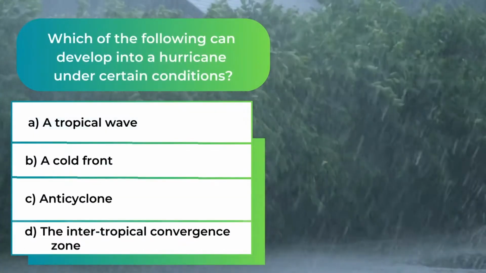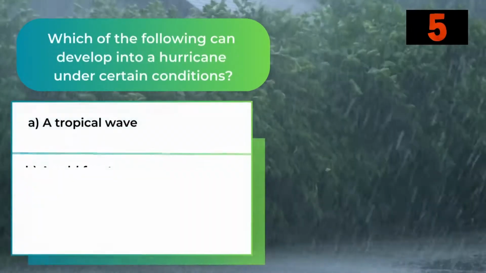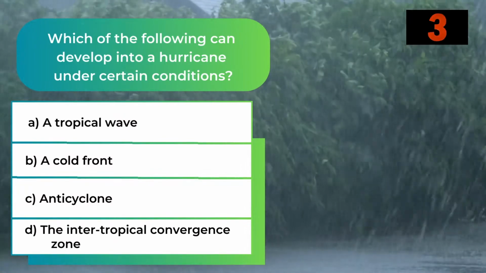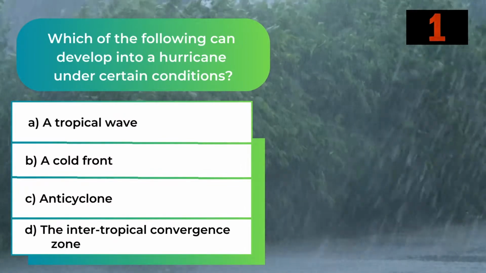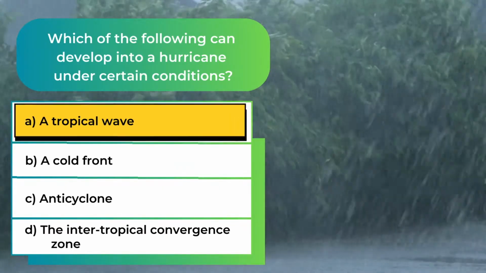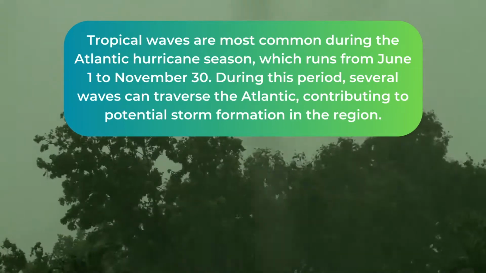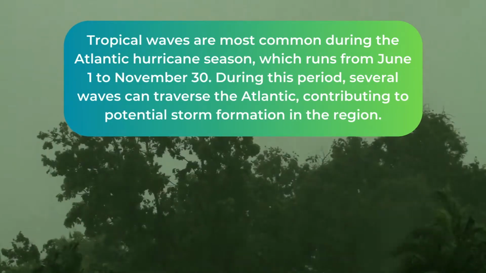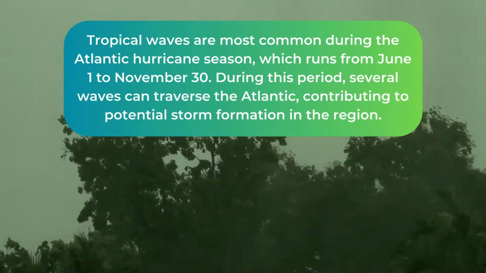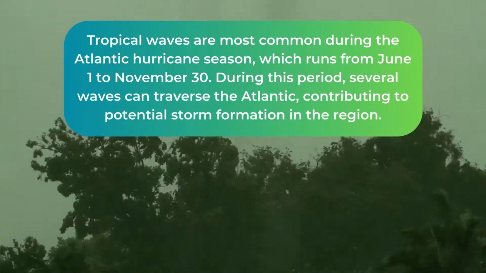Which of the following can develop into a hurricane under certain conditions? The answer is A. A tropical wave. Tropical waves are most common during the Atlantic hurricane season, which runs from June 1st to November 30th. During this period, several waves can traverse the Atlantic, contributing to potential storm formation in the region.